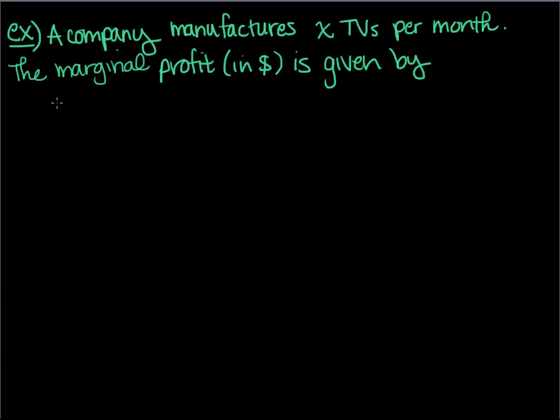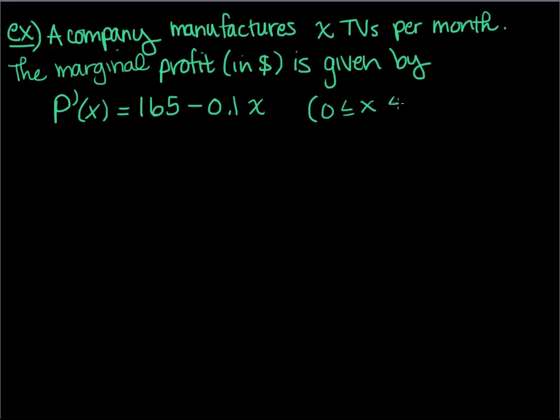And so here's what we know. P prime of X, because that's the marginal profit, that's the rate of change of my profit based on X, the number of TVs produced, right? That's what that X is saying. P prime of X equals 165 minus 0.1X.